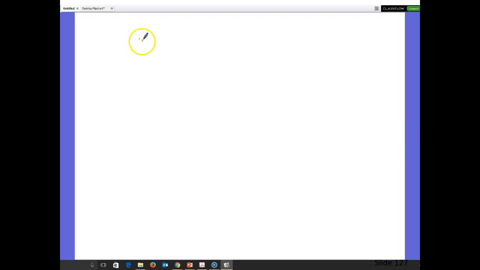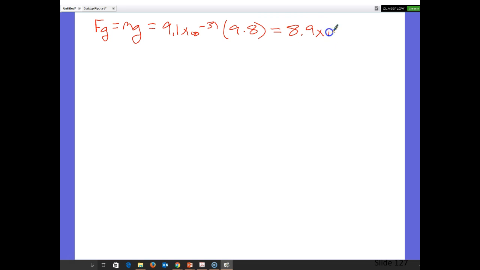And to do that, the first thing we've got to say is that the force due to gravity should be equal to mass times gravity. So let's find the force due to gravity on that electron. The mass of the electron is about 9.1 times 10 to the negative 31st kilograms, and we'll multiply that times the value for gravity, which is about 9.8, and we should end up with somewhere around 8.9 times 10 to the negative 30th newtons. And remember, that's really small because we're talking about a very small item.